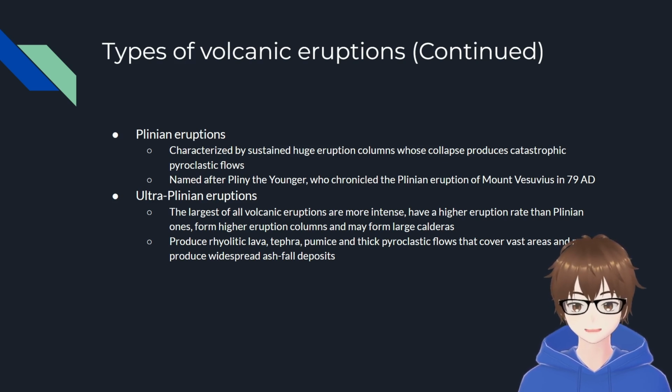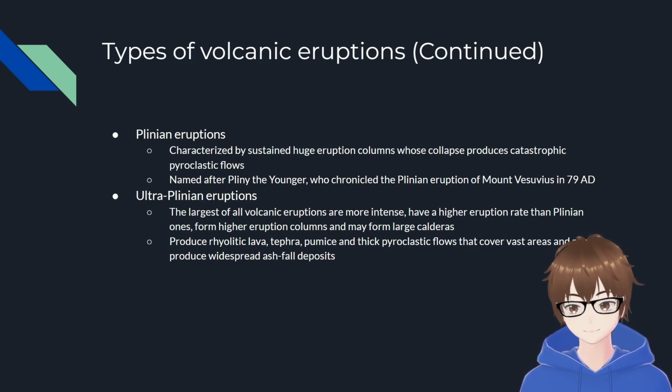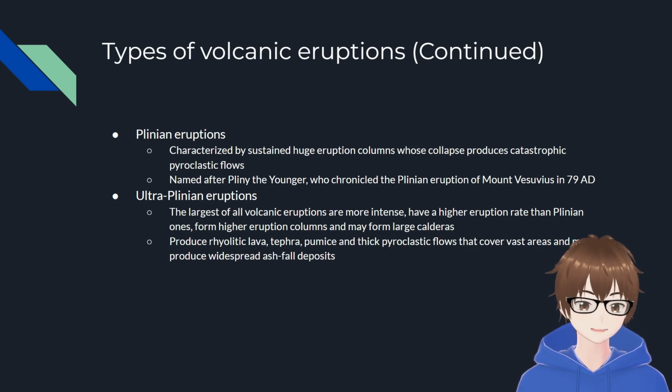and have higher eruption rates than Plinian ones, and form higher eruption columns and may form larger calderas. These produce rhyolitic lava, tephra, pumice, and thick pyroclastic flows that cover vast areas, and many produce widespread ashfall deposits. So, we were talking about Mount Vesuvius, right?